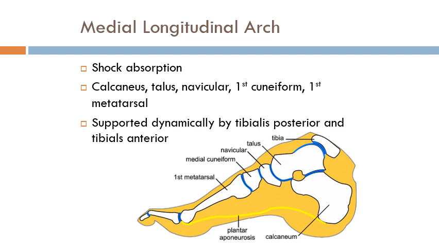The structures involved with the medial longitudinal arch are the calcaneus, the talus, the navicular, the first cuneiform, and the first metatarsal. If you draw a line up the foot, those are the ones involved with the medial longitudinal arch. It's supported dynamically by the tib posterior and tib anterior. There are also soft tissue structures; obviously, the ligaments in the region are going to support that. The dynamic support is going to come from the tib anterior and the tib posterior, so both of those muscles.